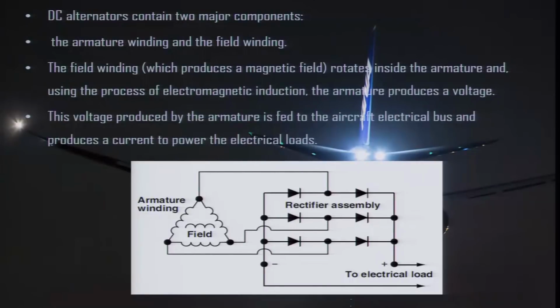This voltage produced by the armature is fed to the aircraft electrical bus and produces a current to power various electrical loads.